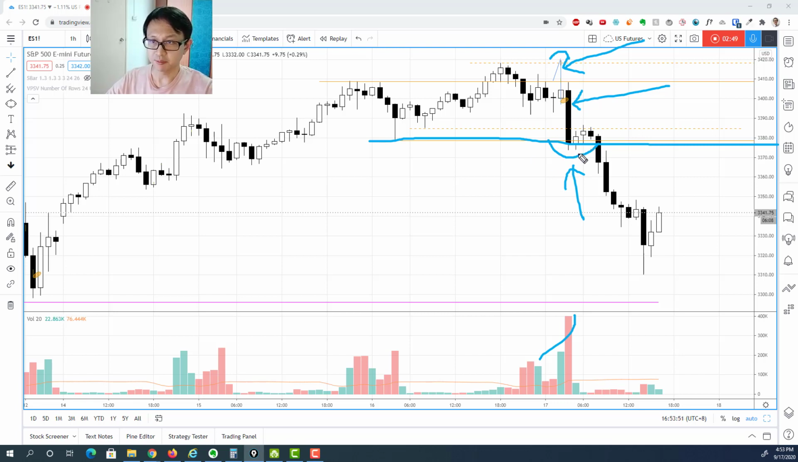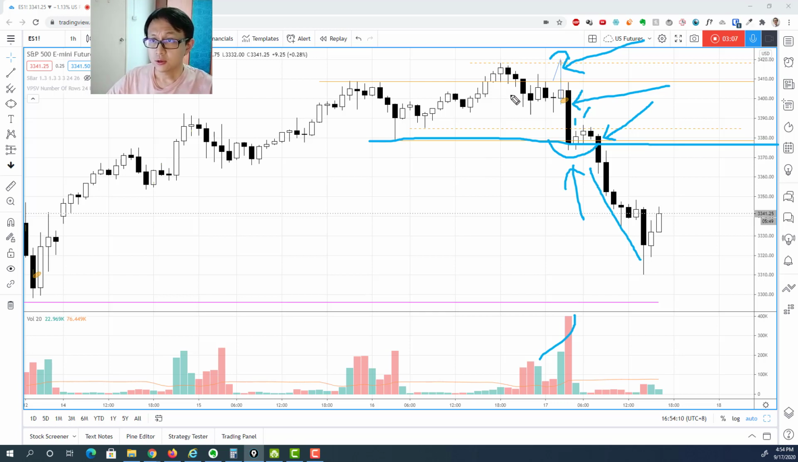You can see that it just bounced up right away after it touched that, but with a very weak rally up, and subsequently the sell-off continued during the Asian time zone throughout the European session for today's session.